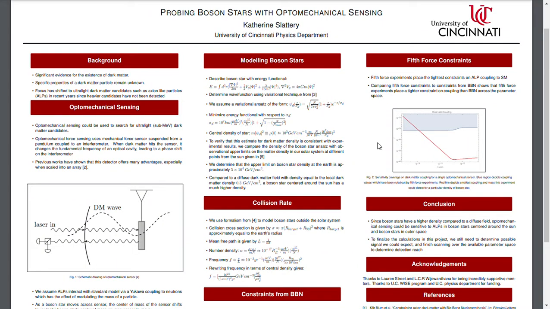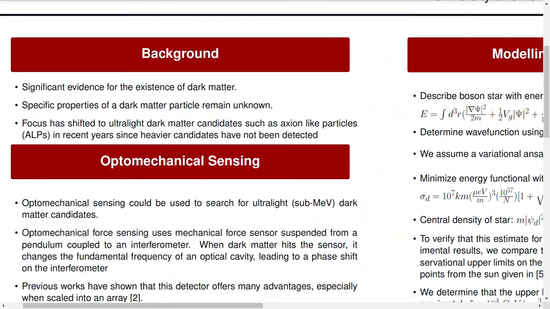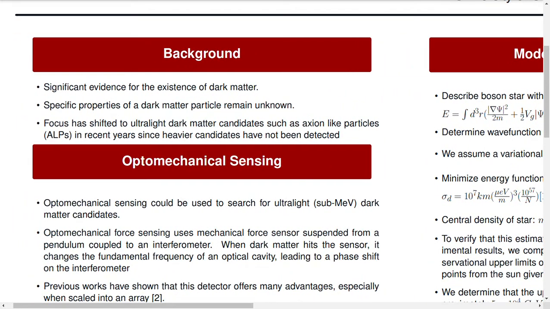For my project, I studied an optomechanical detection technique which could be used to search for SU particles clustered into boson stars. As it stands currently, there is significant evidence for the existence of dark matter, though no specific particle has been detected yet. In recent years, the focus of dark matter research has shifted to ultralight and axion-like candidates, since heavier candidates have not been detected.